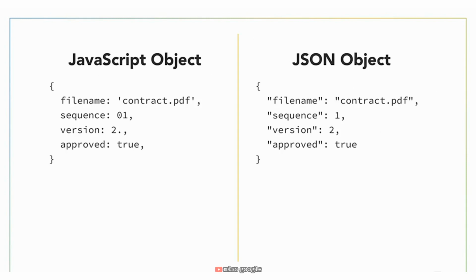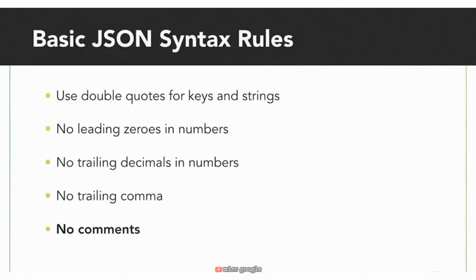But in the final key value pair, I cannot put a comma at the end. Another feature that's supported in JavaScript objects, but not in JSON, is comments. You can insert a comment to explain or document your code in JavaScript, and it's ignored by parsers when the code runs. But JSON does not support any comment syntax, so you can't include comments in valid JSON.